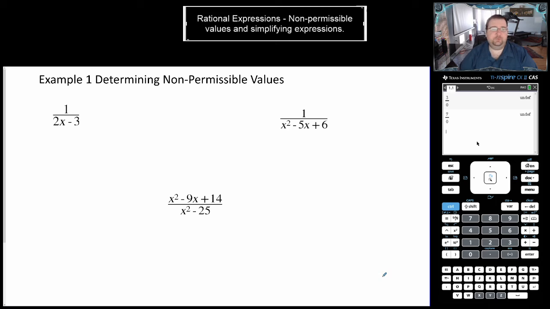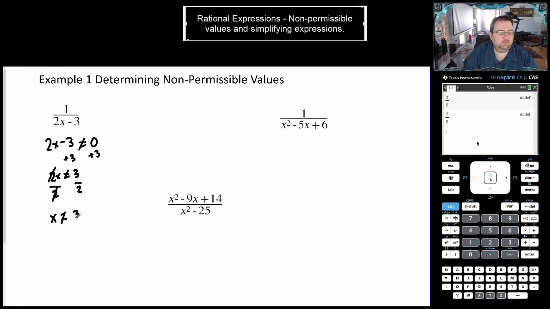So here we go. We're going to do 3 practice examples here determining non-permissible values. We're going to take the denominator of this one, so 2x minus 3. Remember, you're taking the whole thing, and we say that can't equal 0. And then we isolate it. So we're going to add 3 to both sides. So 2x cannot equal 3. And then we're going to divide by 2. So we're isolating x. And that's going to cancel these out. So then x cannot equal 3 over 2.